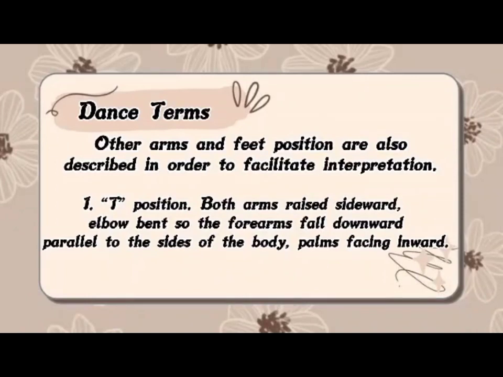Dance terms. Other arm and feet positions are also described in order to facilitate interpretation. Number 1, T position. Both arms raised sideward, elbows bent so the forearms fall downward, parallel to the sides of the body, palms facing inward.